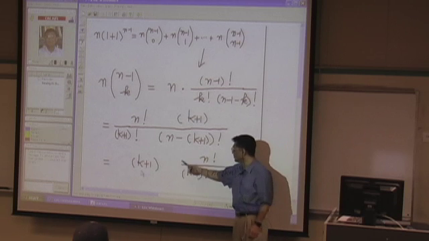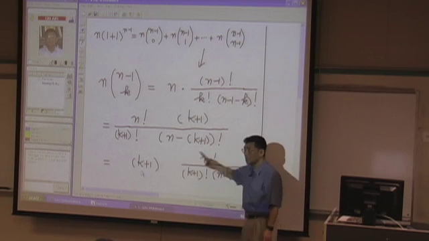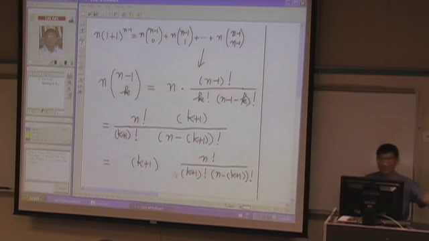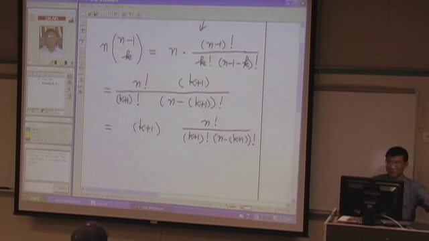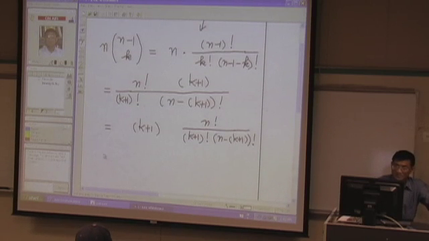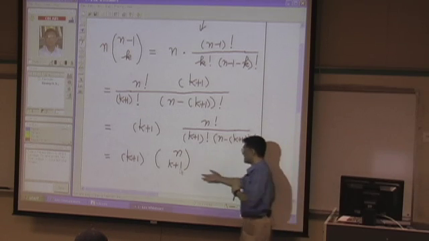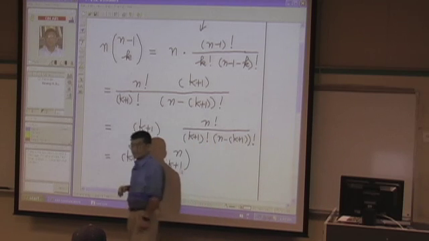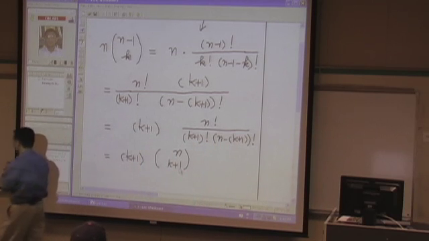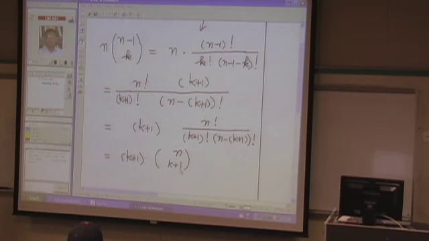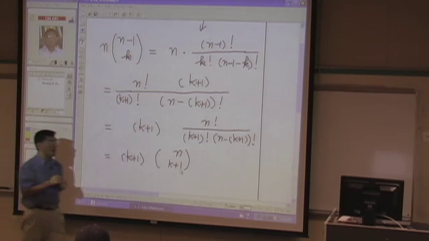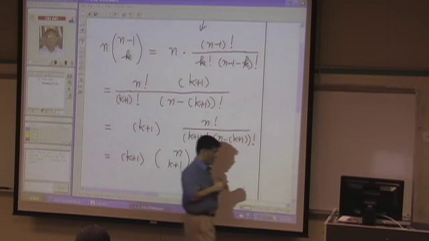Can you use choose notation to represent this thing? If you use choose notation, what is it? If you use choose notation, it is n choose k plus 1 by definition. So I found the relation like this. Then by applying this, we can finish the proof. By applying this to the top line, we can finish the proof.